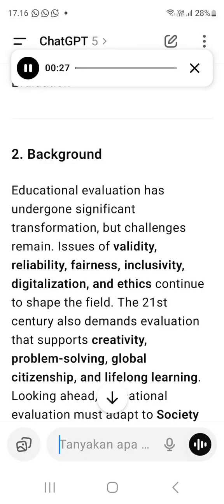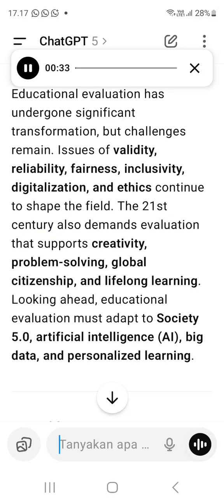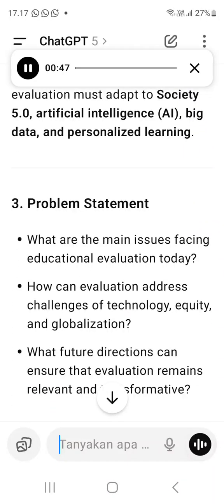2. Background: Educational evaluation has undergone significant transformation, but challenges remain. Issues of validity, reliability, fairness, inclusivity, digitalization, and ethics continue to shape the field. The 21st century also demands evaluation that supports creativity, problem solving, global citizenship, and lifelong learning. Looking ahead, educational evaluation must adapt to Society 5.0, artificial intelligence, AI, big data, and personalized learning.